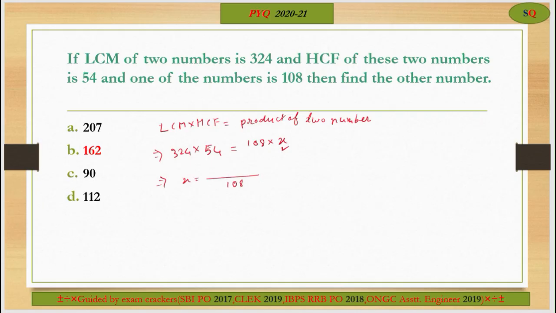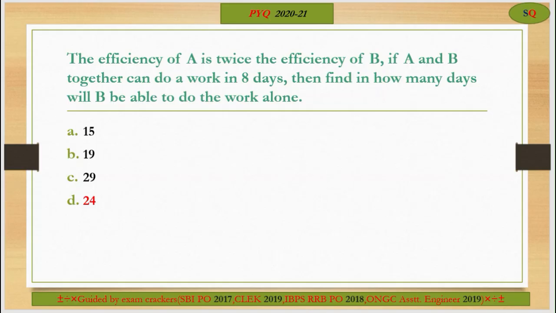Now we have to find X. So X equals 324 into 54 divided by 108. 54 cancel 2 times, cancel, 162. So the answer is B. Next question. The efficiency of A is twice the efficiency of B.